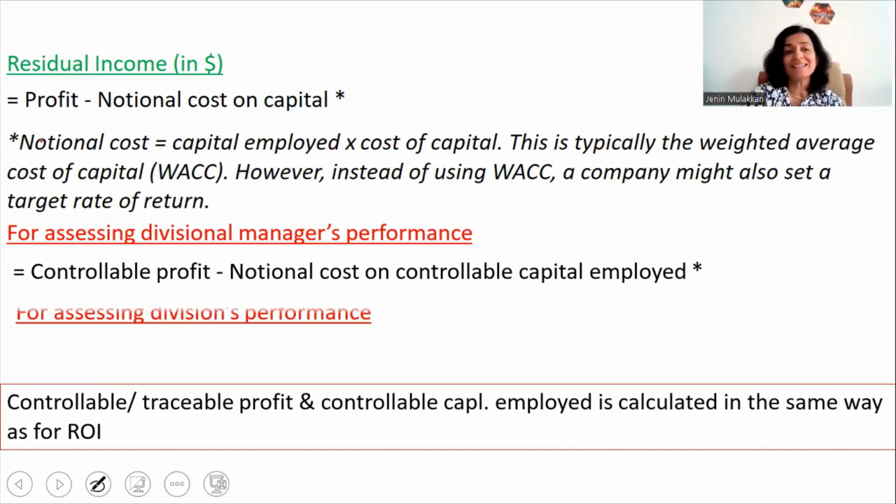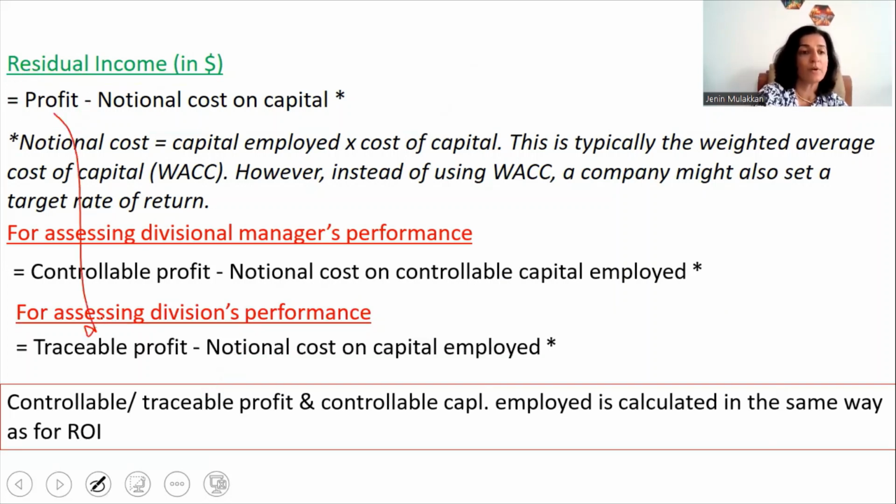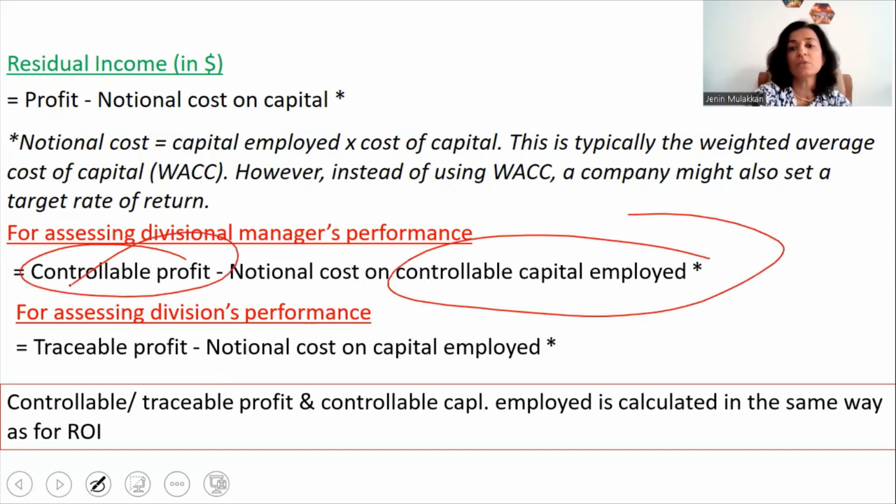Now, when we are assessing the division's performance, what profit should you take? You should take the traceable profit, correct? So it is the traceable profit minus, again, here there is no change, the notional cost on capital employed. It is only for the divisional manager that we take the controllable profit and the controllable capital employed.